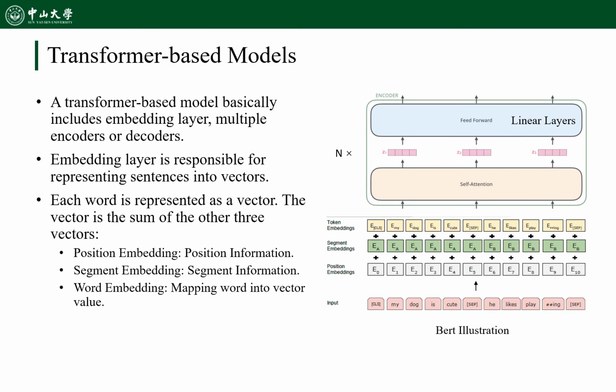A transformer-based model basically includes the embedding layer and multiple encoders or decoders. Each encoder or decoder is further made of a self-attention mechanism and linear layers. Here, we mainly take BERT as an example, and it is composed of multiple encoders. The embedding layer is responsible for representing the input sentences as vectors. Each word is represented as a vector, which includes the position information in a sentence, segment information, and the word meaning.